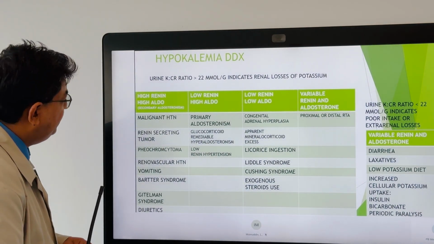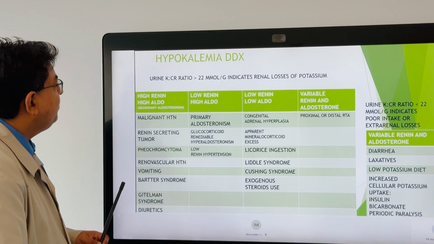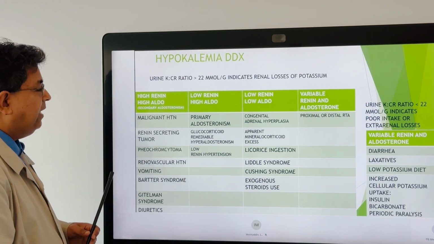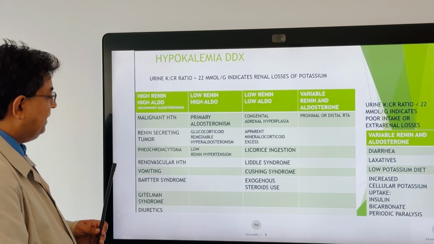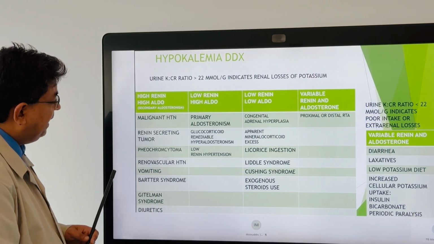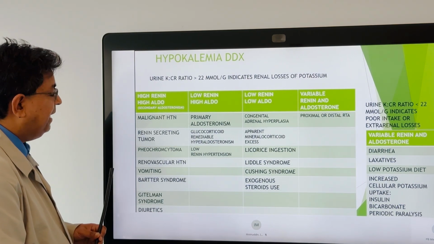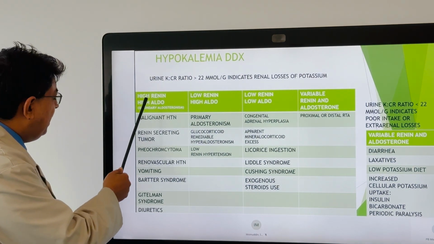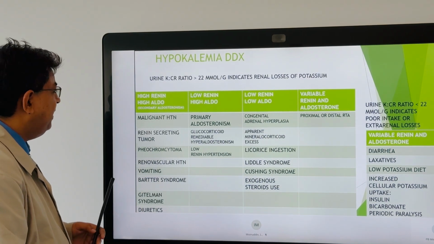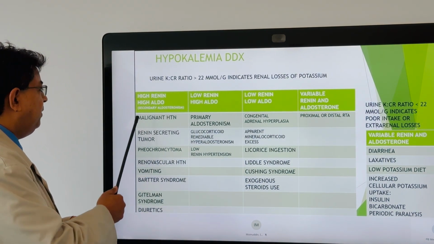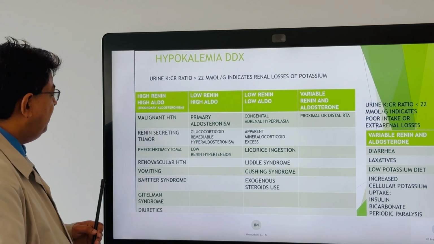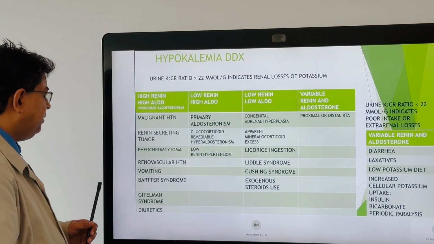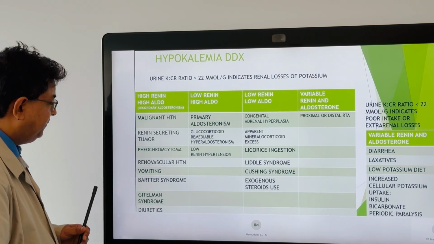This is the differential for hypokalemia. If the urine potassium to creatinine ratio is greater than 22 millimoles per gram, this would be consistent with renal losses of potassium. If you have the renin-aldo levels, that can help you dissect the differential. A high renin, high aldo scenario indicates secondary aldosteronism and can be present in malignant hypertension, renin-secreting tumor, pheochromocytoma, renovascular hypertension, vomiting, Bartter syndrome, Gitelman syndrome, or diuretics.